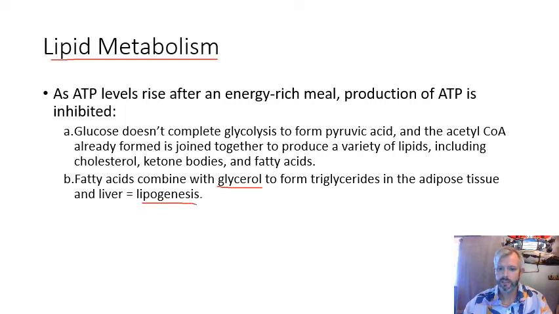Okay? And this is going to occur in adipose tissue and the liver, where we'll see the lipogenesis. Remember, our liver is going to be basically where we interconvert all our nutrients. It is a key organ, so you want to treat your liver nice because it's involved in all these metabolism pathways.